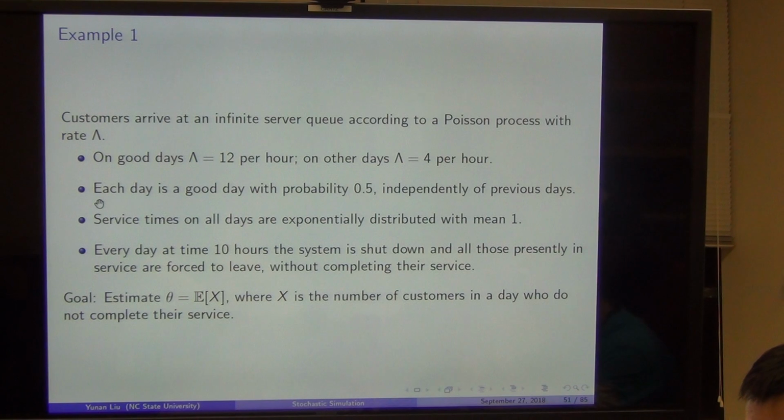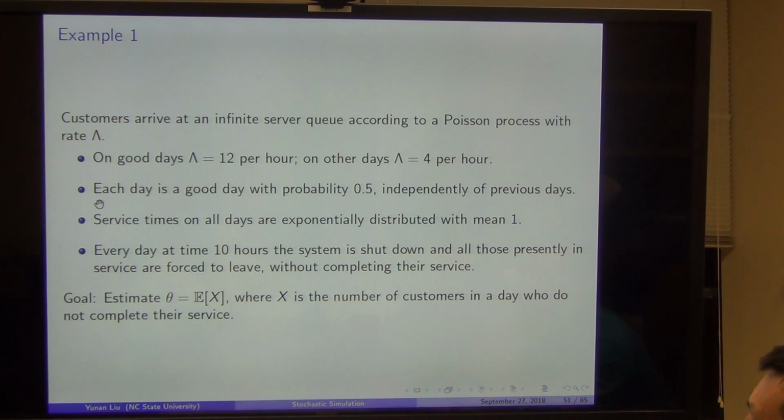On good weather, people go out and shop. If this is a shop, then you wish you have good weather. So each day is good with probability half and independent of the previous day, and bad with probability half. Service times on all days are exponentially distributed with rate 1. You can imagine that a customer enters a shop and spends an exponential amount of time shopping, then they will leave. That's why we model this as an infinite server queue.